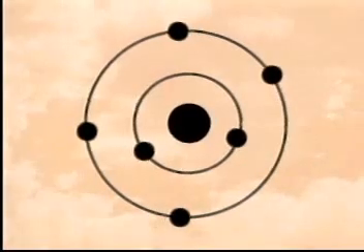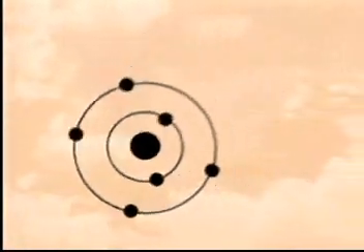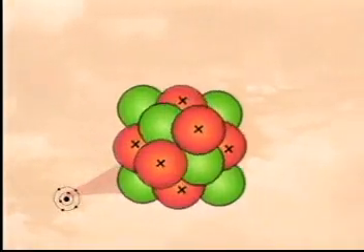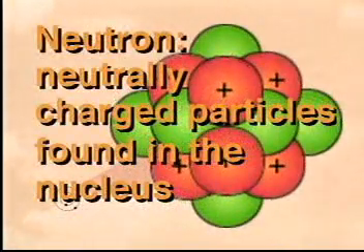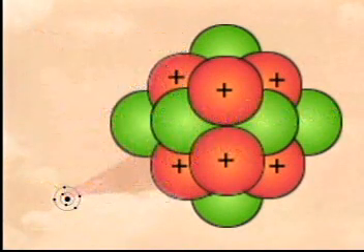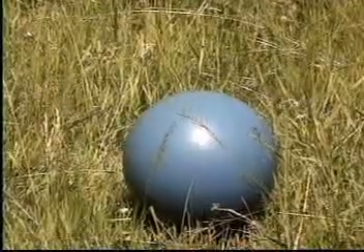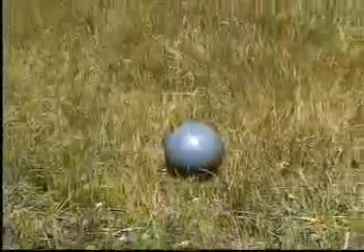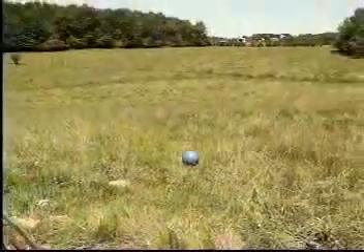The other subatomic particles located in the nucleus are neutrons. A neutron is a neutrally charged particle. They do not have a charge. Neutrons also have an atomic mass of about 1 atomic mass unit. While the nucleus contains most of the mass of an atom, it takes up only 1/100,000th of an atom's space, equivalent in ratio to this ball in this meadow.